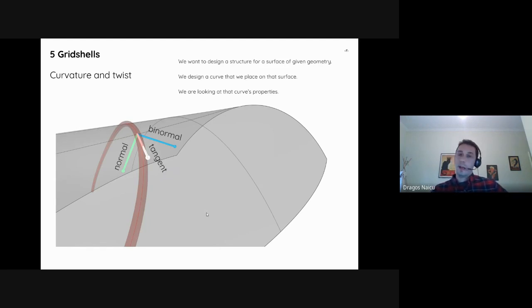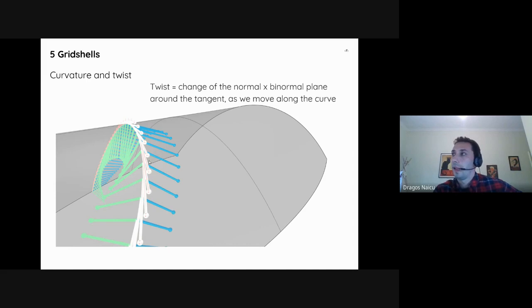So let's go back. We want to design a structure for a surface of a given geometry. We then put a curve on that surface, which is where our material would be, timber in this case. And then we're looking at that curve's properties. So we have a frame of vectors we can define. The first one being the tangent of the curve. The second one being the normal of the curve, not of the surface, but of the curve, which lives on the surface. And the third one being the binormal, which is just the cross product of these two. So you have an XYZ type frame. And if you plot that along the whole curve, you'll find that there is an amount of twisting around the tangent. You can see in the green area particularly well.